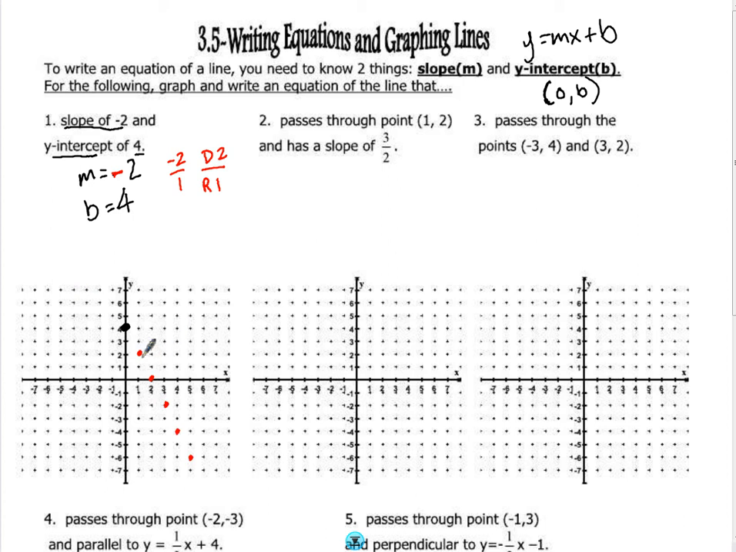Now remember, down 2, right 1 is equivalent to left 1 and up 2. So if I go the other direction, left 1 and up 2, it's going to keep me on that same line. Last thing I'm going to do is sketch the line connecting those dots as best I can, and I'm also going to write the equation of my line, which would be y equals negative 2x plus 4.